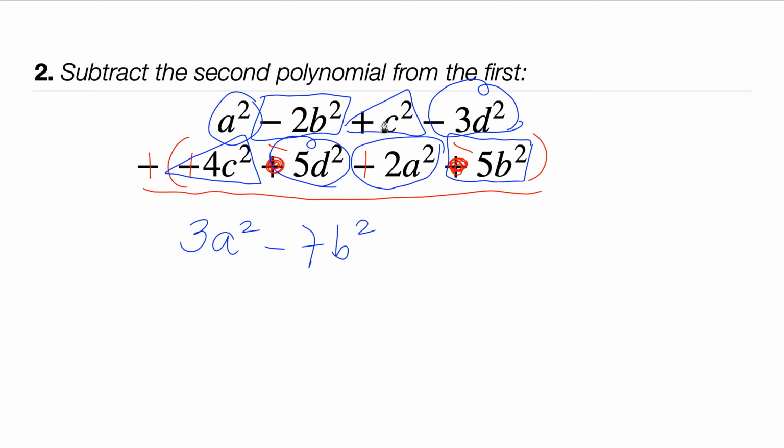And then for the c squared plus 4c squared. Okay, so imagine there's a 1 here, which is invisible. So 1 plus 4 is going to give us plus 5c squared. And then lastly for the d squared, minus 3 minus 5 is going to give us minus 8d squared.